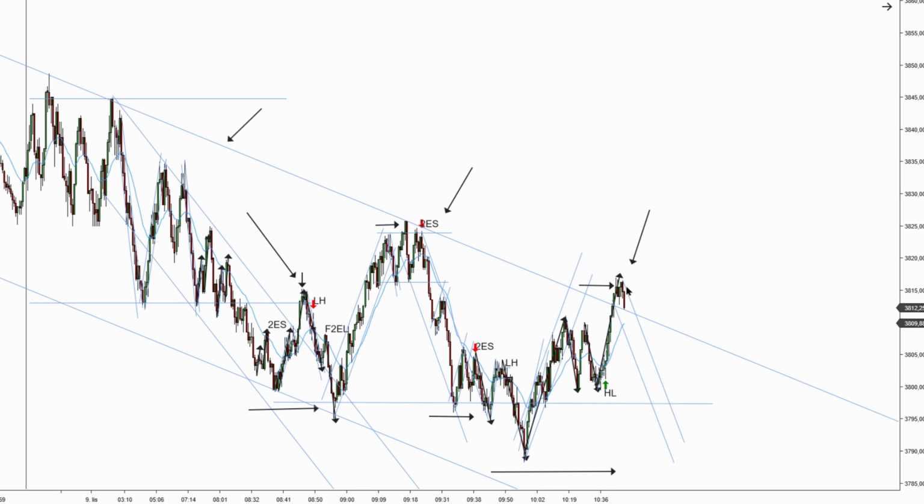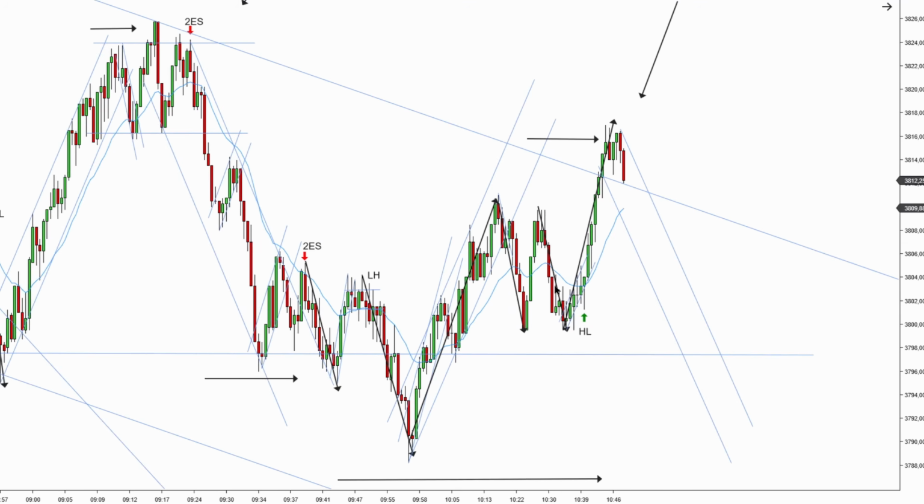Notice the two-legged pullback played out. So no longer the buyers are in control. I'm not looking for wider pattern. We have a two-legged pullback and combined with the bearish bias, and that's enough for me to still lean more bearish.